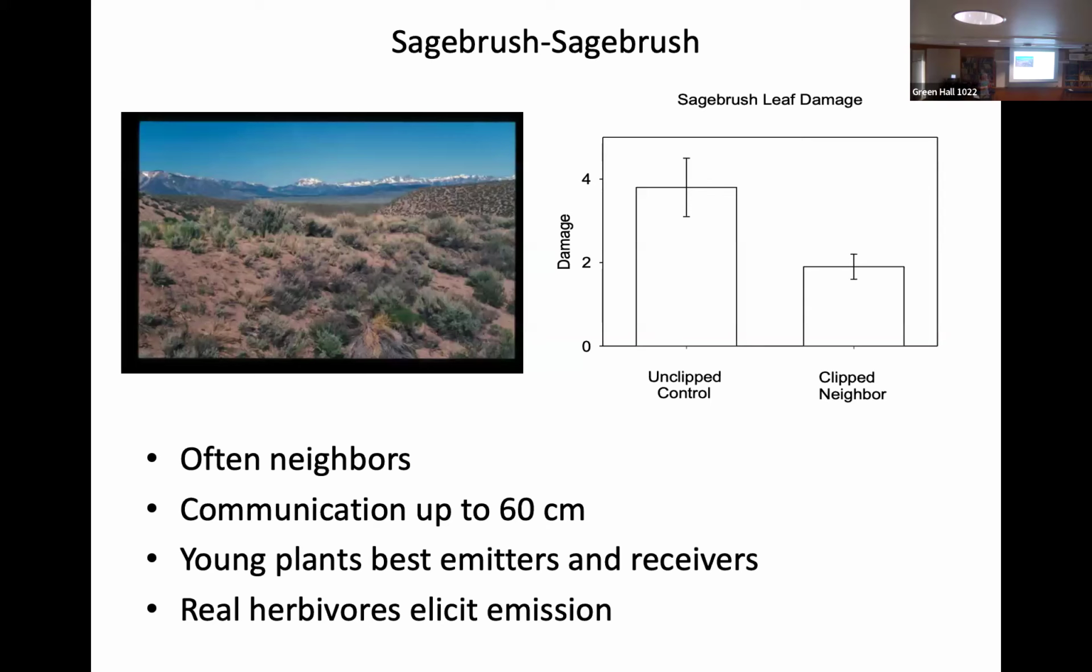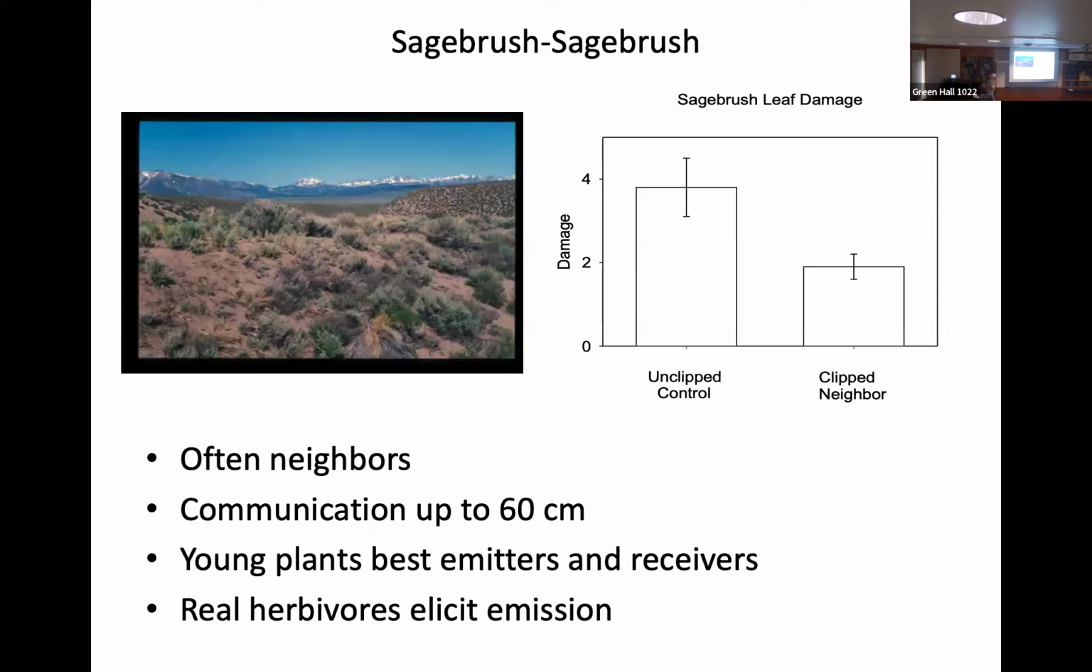We can document communication occurring up to a distance of 60 centimeters. And it's just as strong really close as it is at 60 centimeters. Beyond 60 centimeters, we fail to detect an effect at all. Presumably this will be affected by wind speed and that kind of thing, but when we have measured this, it's quite a plateau, quite a steep curve.